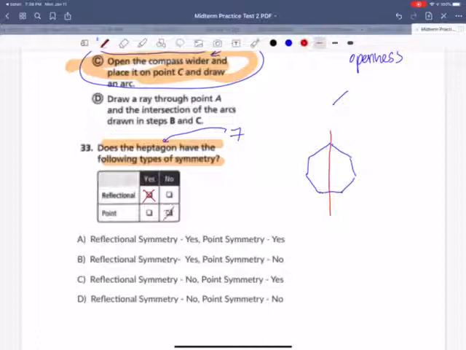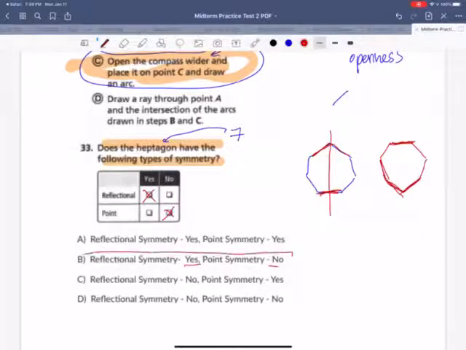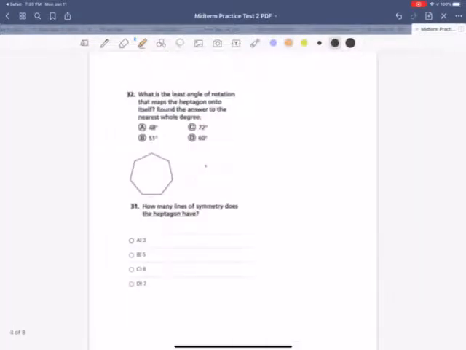And that one I'm going to have to say no, because it doesn't look the same upside down and right side up. In fact, it just looks like an upside down septagon. Notice it's flat on the bottom and pointy on top. So when it's upside down, it's pointy on bottom and flat on top. It's not going to look the same upside down and right side up. So I get a yes and a no. That's B. Nice. All right, next one.